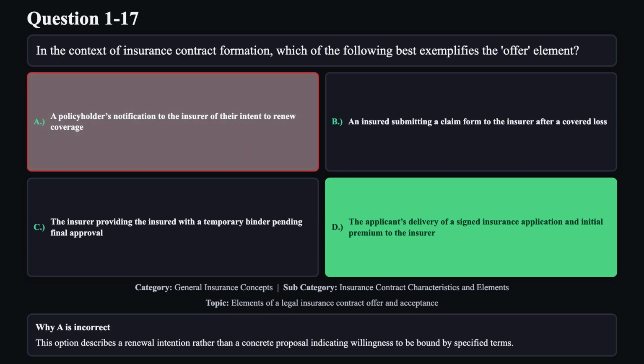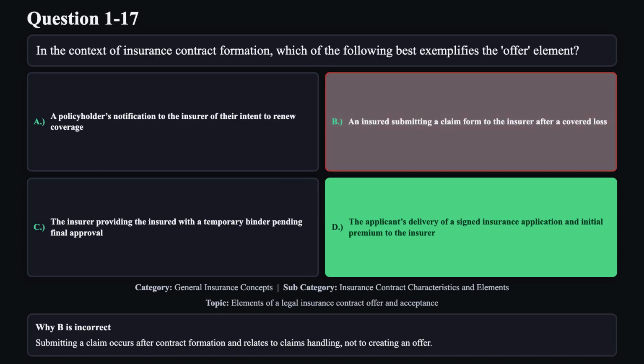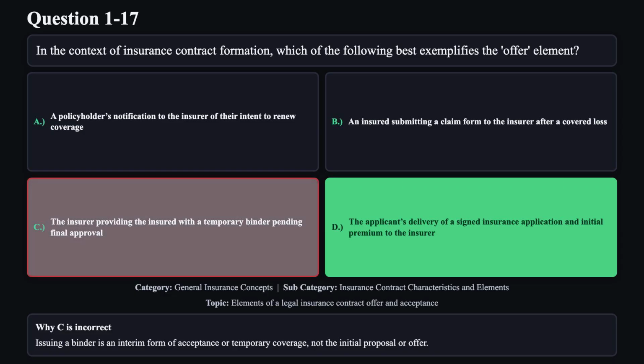Reason A is not correct. This option describes a renewal intention rather than a concrete proposal indicating willingness to be bound by specified terms. Reason B is not correct. Submitting a claim occurs after contract formation and relates to claims handling, not to creating an offer. Reason C is not correct. Issuing a binder is an interim form of acceptance or temporary coverage, not the initial proposal or offer.